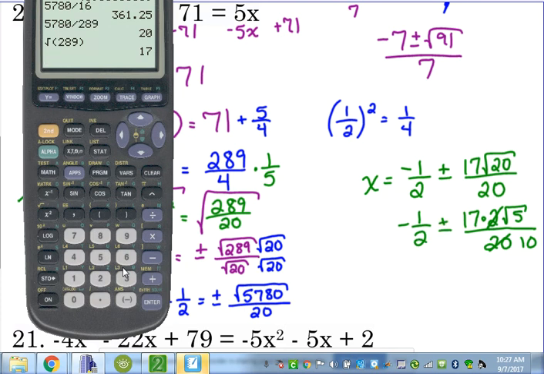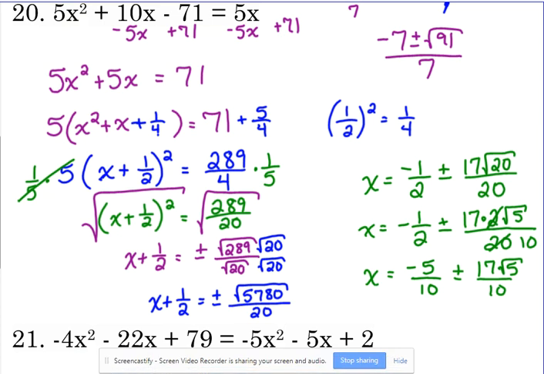I know I'm getting very jumbled here. Okay, so how do we express negative 1/2 as something over 10? Negative 5 over 10 reduces to 1/2. So here is the answer.